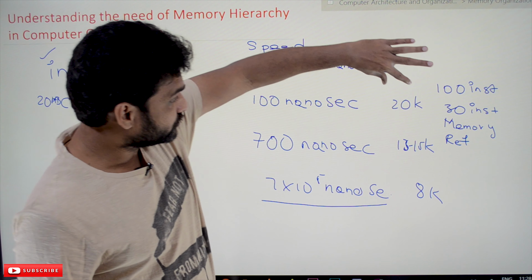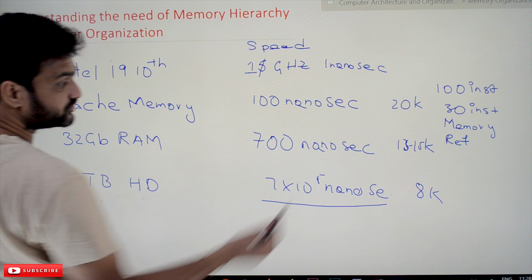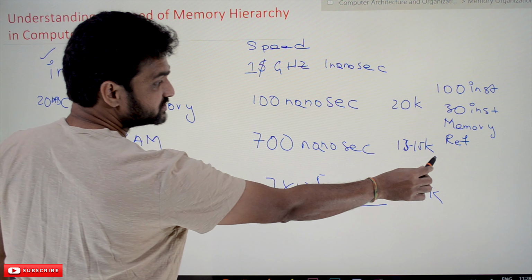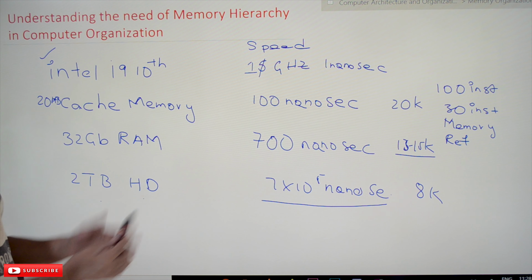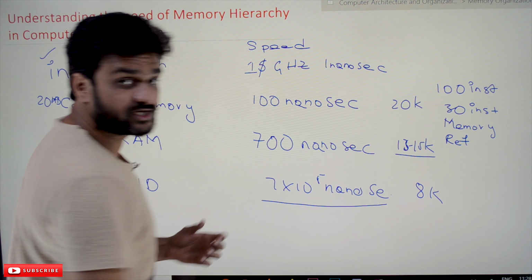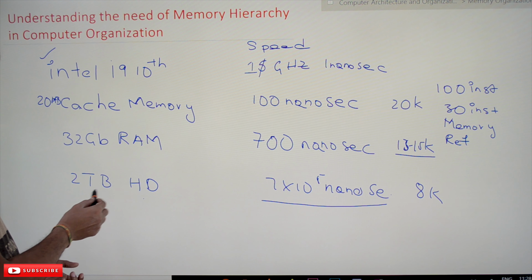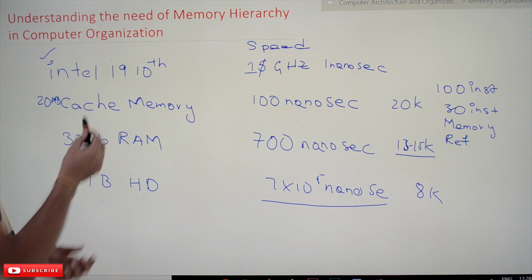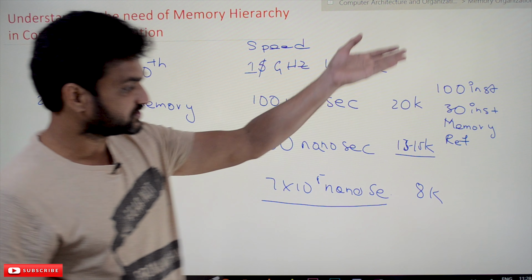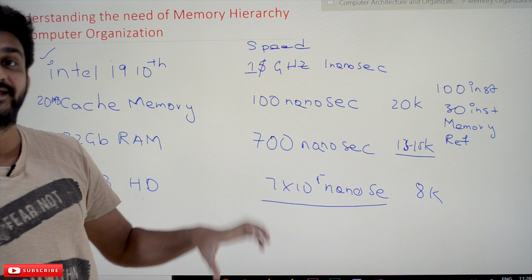So to have a cache memory of 20 MB, it is going to cost 20,000 rupees, and to have a RAM of 32 GB, it is going to cost around 13 to 15,000 rupees. And to have a 1 TB hard disk, see the difference: 1 TB versus 32 GB versus 20 MB of cache memory. So there is a huge difference. A 2 TB hard disk is going to cost around 8k.